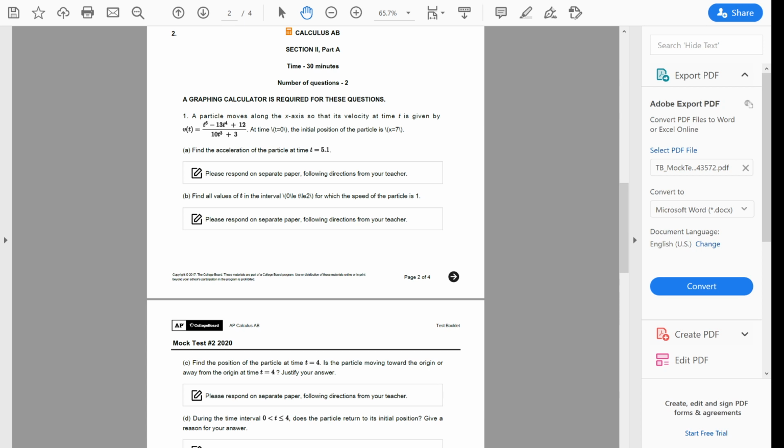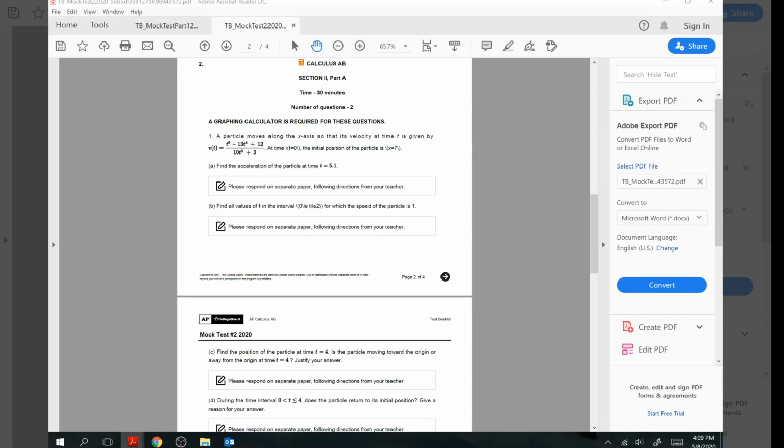All right. B says, find all the values of t in the time interval for which the speed of the particle is 1. Now, 90% of people did not read this word and register what this means. Most people answered where the velocity of the particle is 1 by just graphing it and looking where it goes through. Better yet, Desmos is really, really good for these kinds of things. You can just graph y equals 1, graph the function, and then just see where they intersect by clicking on the point. It's really slick.